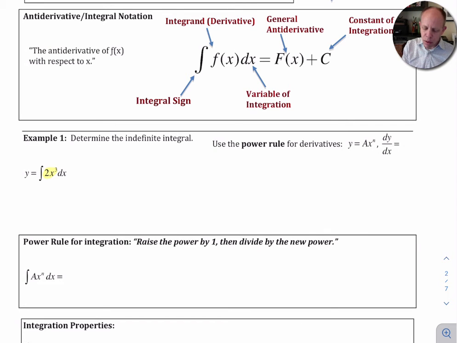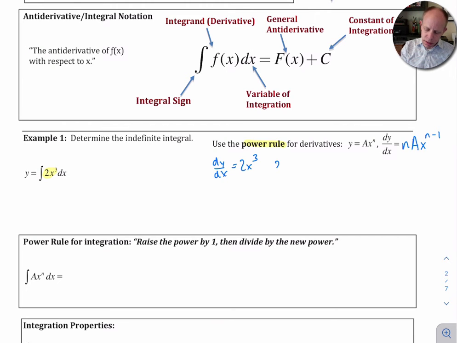Now we're going to look at the power rule for derivatives to help us answer the question. If we have a power function, y equals ax to the n, its derivative dy over dx, we learned, was: move the power out front, times what's there, and knock the power down 1. So that is the derivative of the power function. Now what we're saying is that 2x cubed is the derivative of some power function. And so we can just say dy over dx equals 2x cubed.